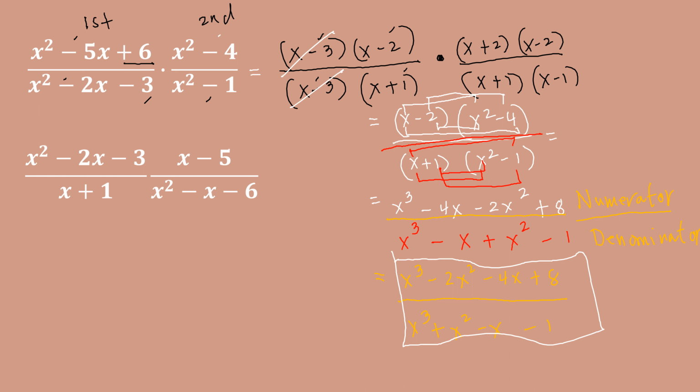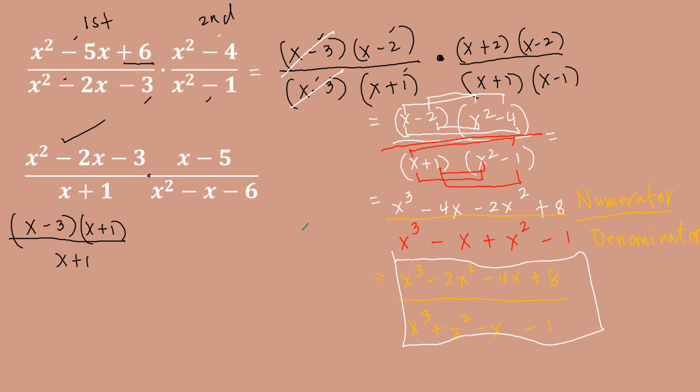Okay, let's proceed to this last example. Okay, so we are going to factor out again the x squared minus 2x minus 3. So far the factors are x minus 3 and x plus 1 as the factors of this, and then over x plus 1. So we are done.